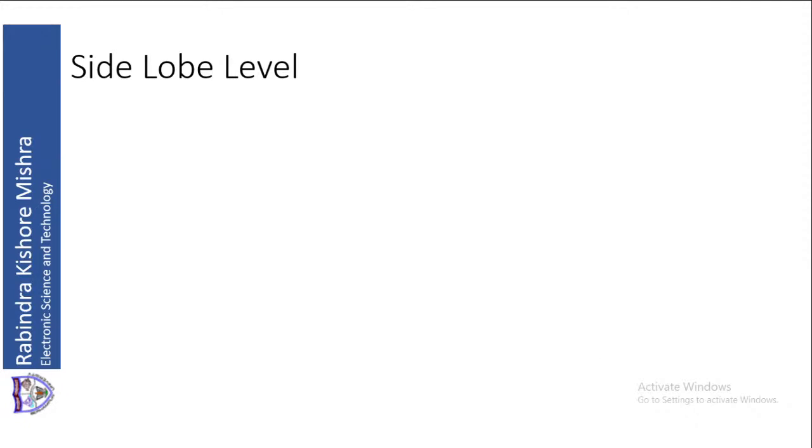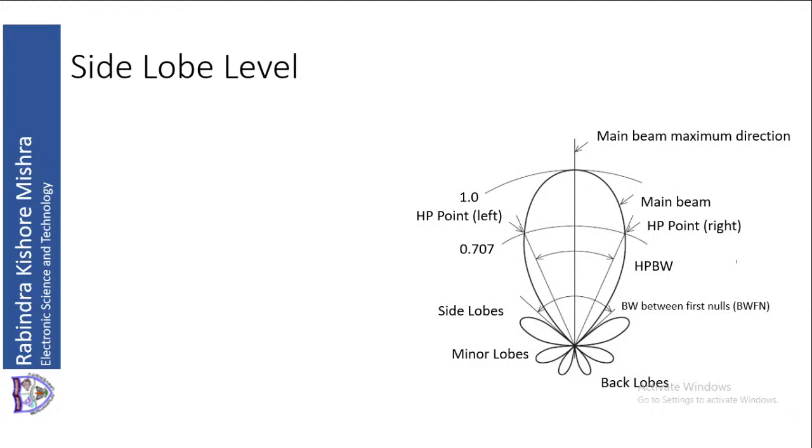Now let us define what is side lobe. For this, I will consider the field pattern, not the power pattern. Now you can see there is a main lobe in this figure, and its peak amplitude is 1. How do you get the peak amplitude of 1?